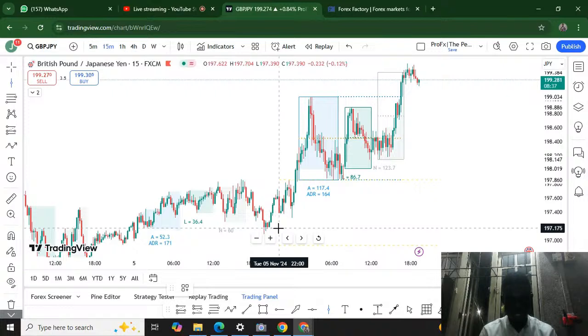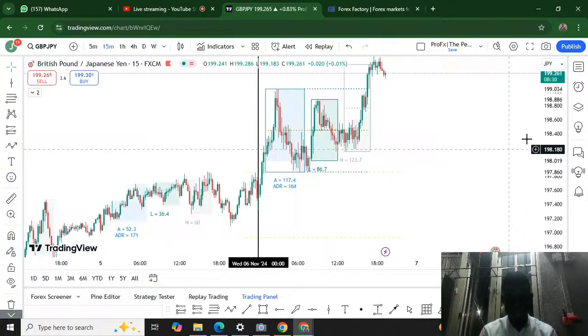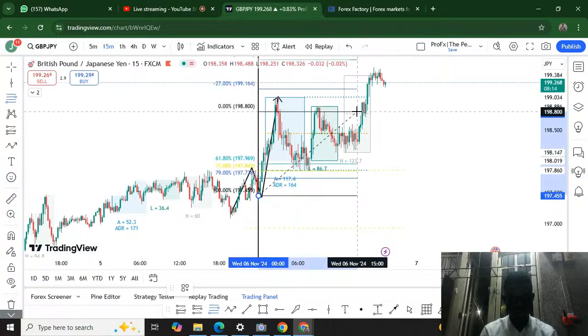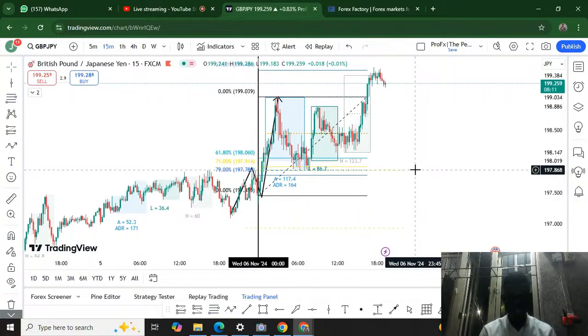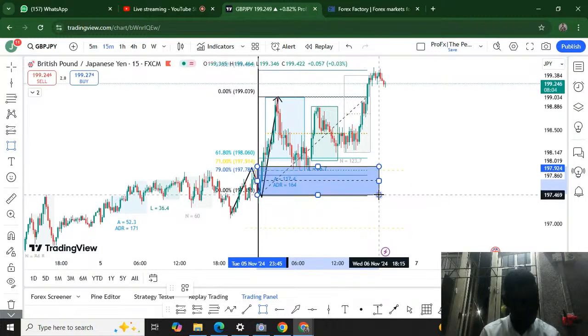Today is Wednesday, right? This is the start of today. Look at how the market moved. So today we had a break of structure, 0, 1, 2, 3. Break of structure, right? And price pulled back from the swing low to the swing high into the 71%, just like I drew for us in the example. This is GBP JPY for today.